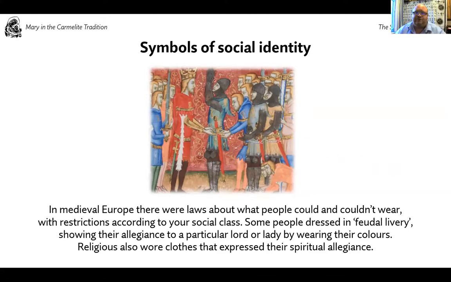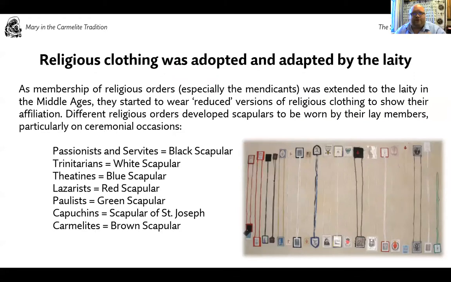And so religious in the Middle Ages also wore clothes that expressed something about their spiritual allegiance. And it wasn't just religious. As lay people were attracted to different religious orders and wanted to share something of their spirituality, those orders extended the symbolism to them. But they didn't give them full habits, they gave them reduced or miniature versions in the form of the miniature scapular that we're familiar with.